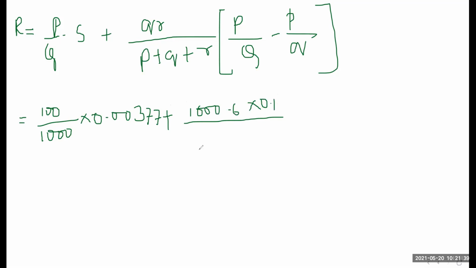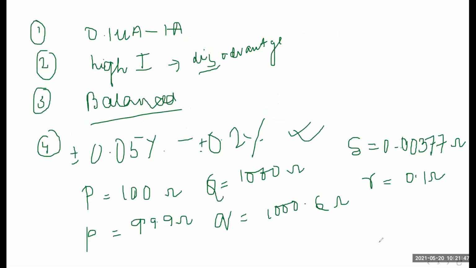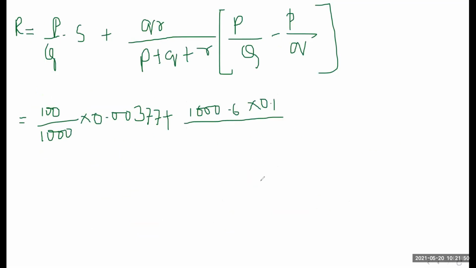R is 0.1 and Q plus R. So small p is 99.9. So you can take 99.9, plus 1000.6 plus 0.1. So this is my this one, and here you put the values and you will tell me P by Q and what. Tell me the value. You have the calculator with you. Put the values and tell me the answer.